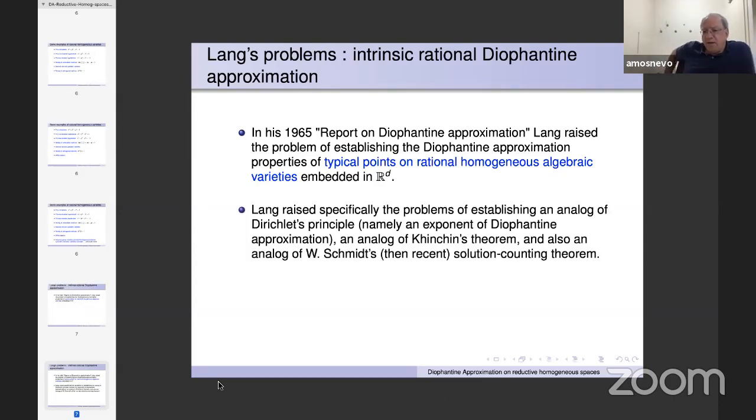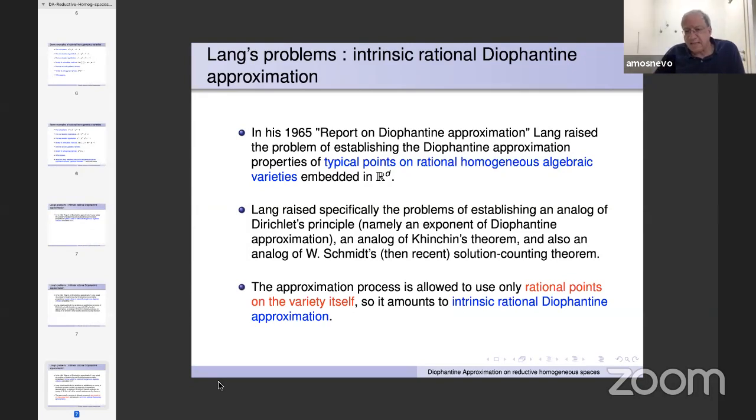And Lang raised specifically the problem of establishing an analog of Dirichlet's principle, which in our context we identify with the problem of establishing an exponent of Diophantine approximation, just like we had before. And he raised the problem of establishing an analog of the famous Khinchin's theorem, and also an analog of the theorem of Wolfgang Schmidt, which was then very recent, which establishes a solution counting theorem. Of course, these three results are in the case of Euclidean spaces. So Lang proposed to generalize this to general homogeneous rational varieties.